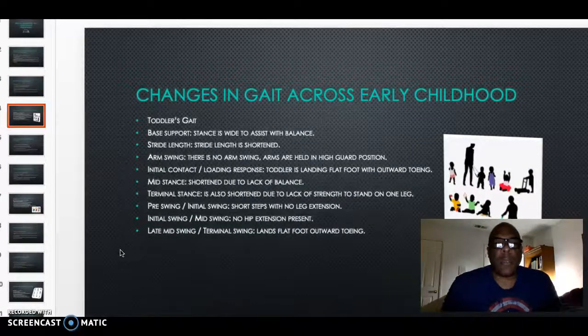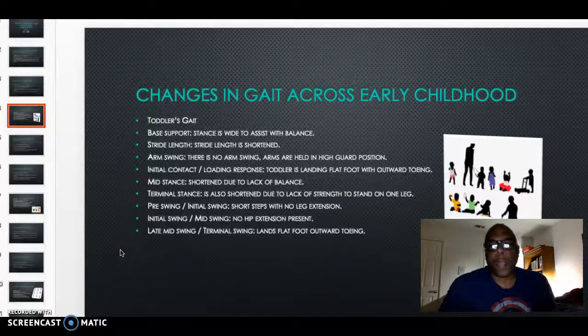Changes in the gait in early childhood. In a toddler's gait, the base of support is wide to assist in better balance. The stride length is shortened, and the arm swing is pretty much non-present. They pretty much hold their arms in the high guard position. The initial contact and loading response in a toddler is landing flat foot with outward toeing. Mid stance is shortened due to lack of balance. The terminal stance is also shortened due to the lack of strength to stand on one leg. The pre-swing and initial swing are short steps with no leg extension.